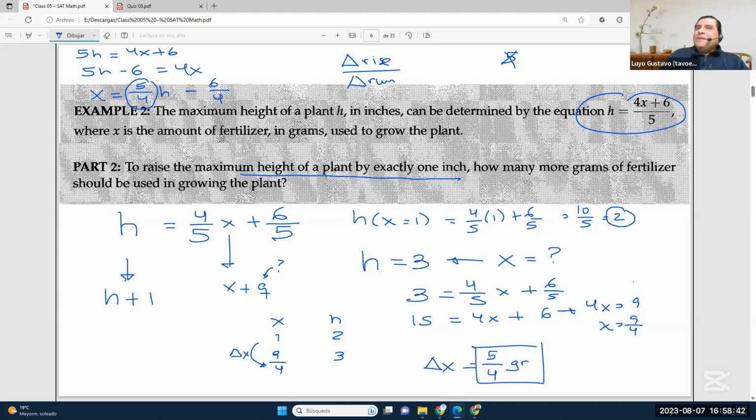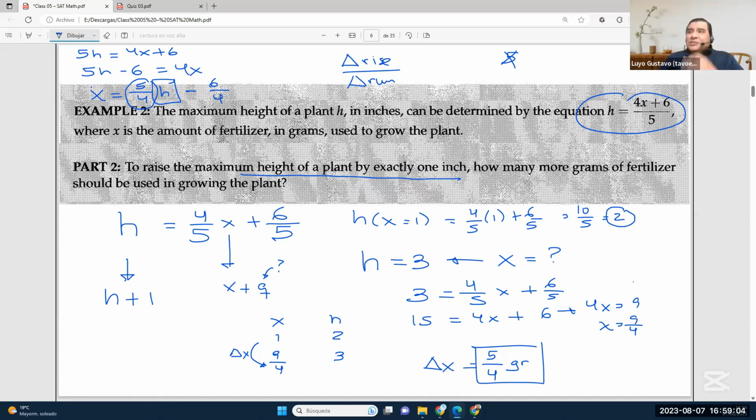Now x is the dependent variable. So this slope is exactly the answer to the question. Every time you increase h by 1, you will have x increase by 5/4 grams. Okay? Now, an even faster way to solve this type of question would be what?